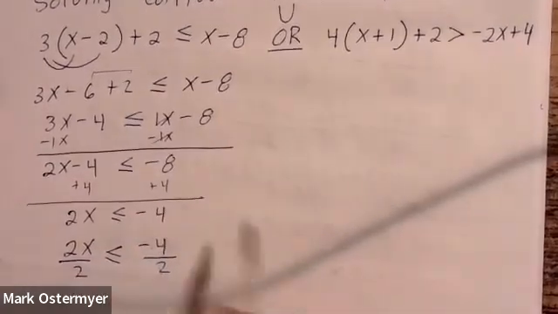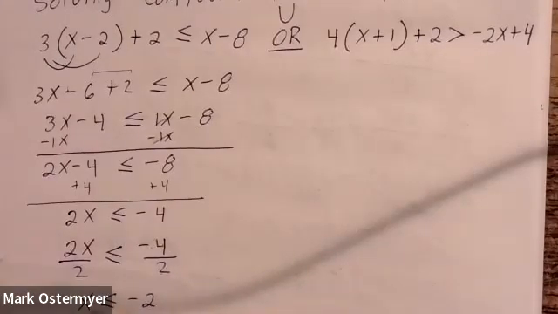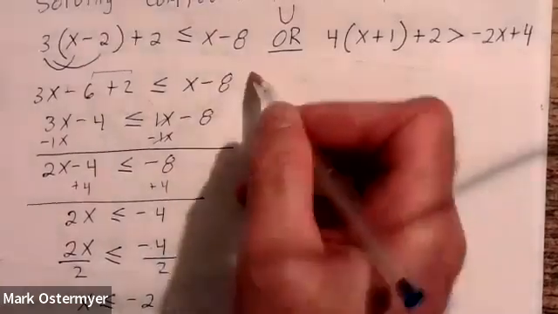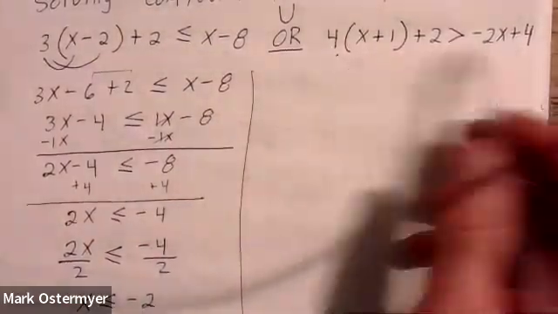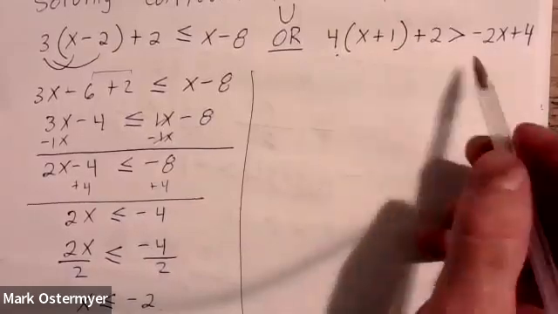Therefore, the solution set to this first inequality in our compound OR inequality is to say that X has to be less than or equal to -2. That's the solution set for the first inequality. But we're not done. We now have to solve for the solution set for the other inequality over here.